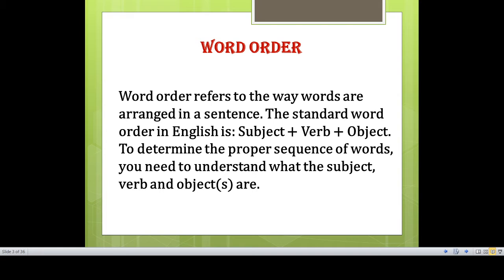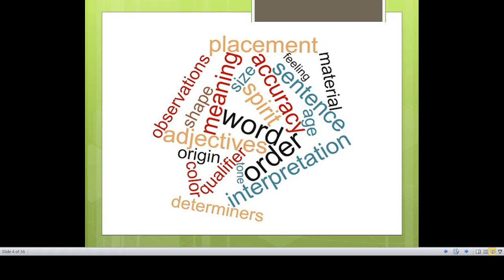Subject is typically a noun or a pronoun, the person, place, or thing about which is being referred to within a sentence or a conversation. Verb is in fact the action or state of being, the action of what's happening within that sentence. Object is the word, or a group of words, influenced by the verb.